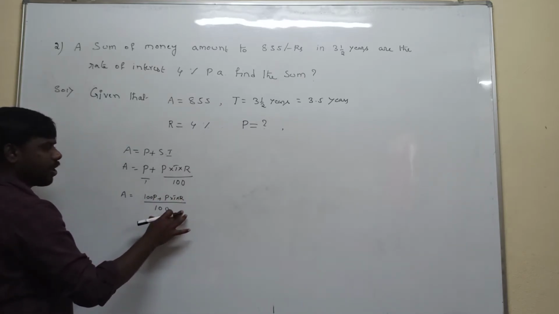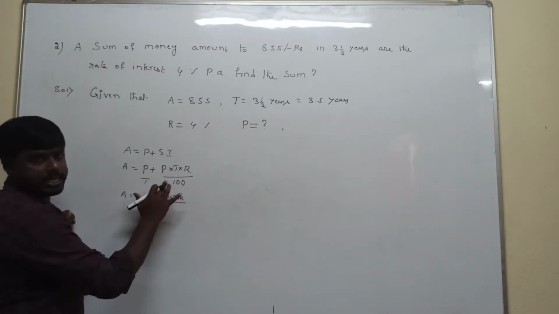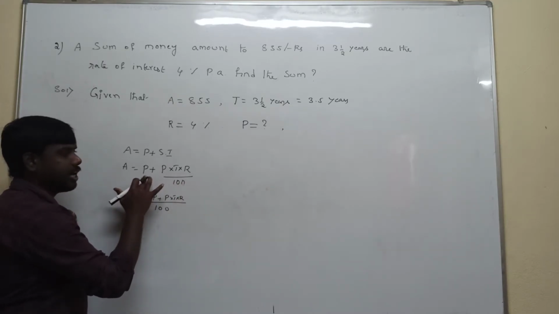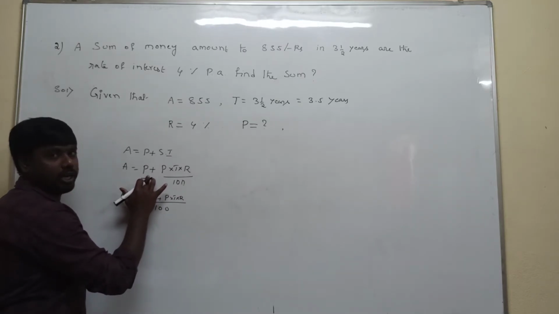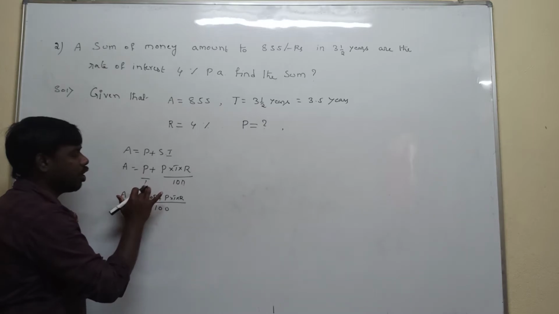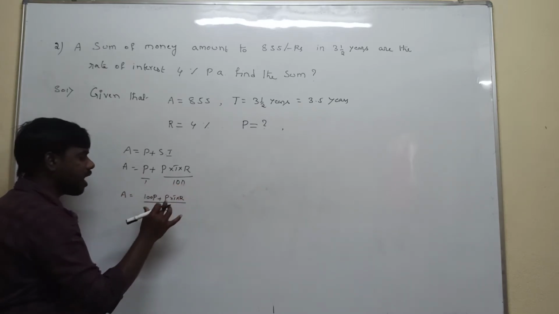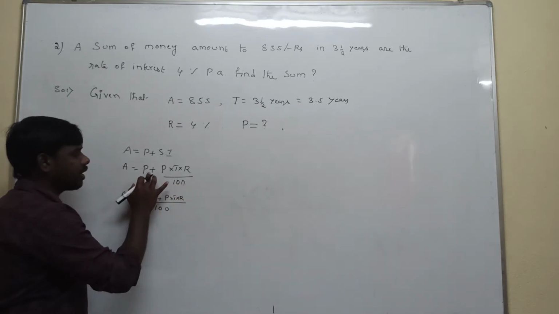Everyone understood this point? Yes, we are taking the LCM. P has no denominator, so we take 1, because P by 1 is nothing but capital P only. That's why we are taking 1. The LCM of 1 and 100 is 100. That's why we cross multiply the numerator value and denominator value.